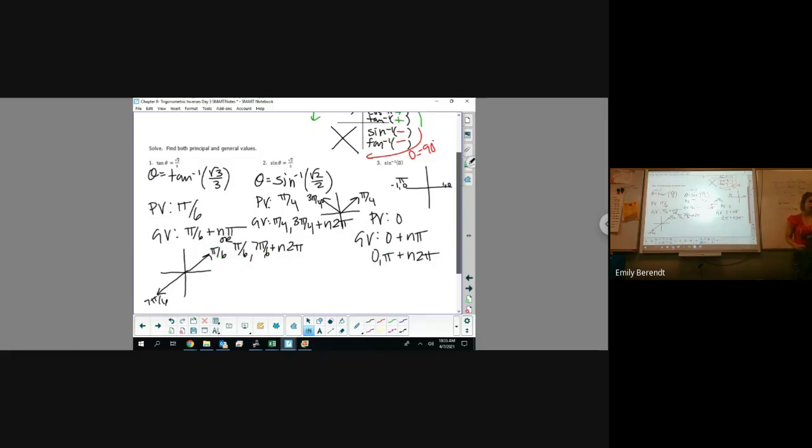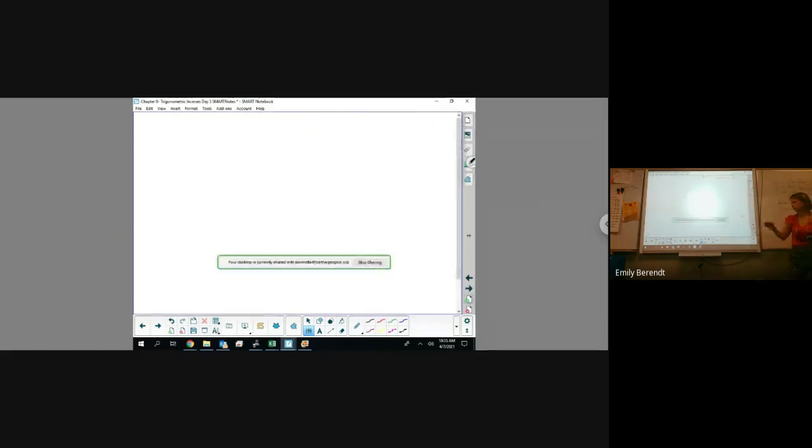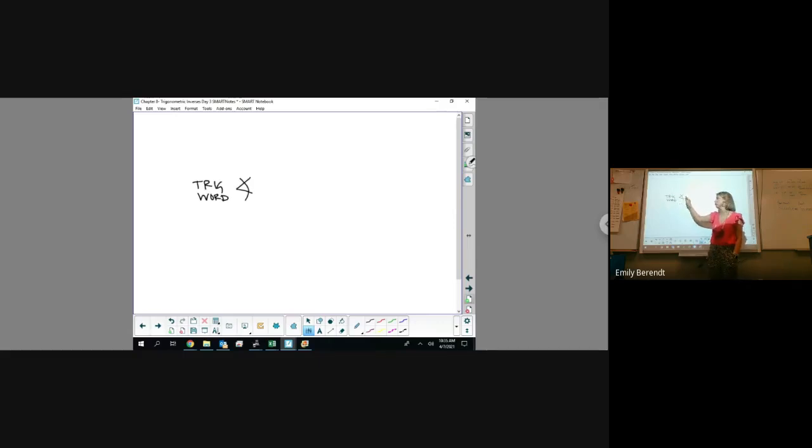All right, so new stuff mixed with old stuff. Keep in mind, if you see a trig word, normal trig word, followed by an angle, your answer is a what? Normal trig word followed by an angle, it's equal to a ratio.